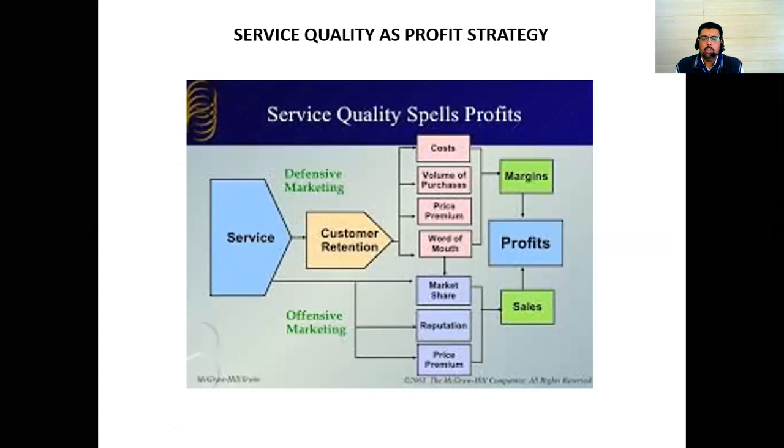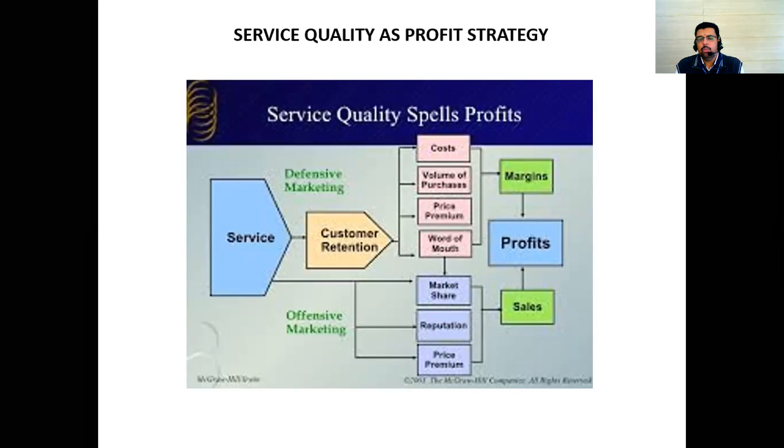Okay, so services totally depend on how your customers are retained in the organization and how loyal they are to your brand. Depending on that, there are majorly two kinds of marketing: one is defensive marketing, and the second one is offensive marketing.